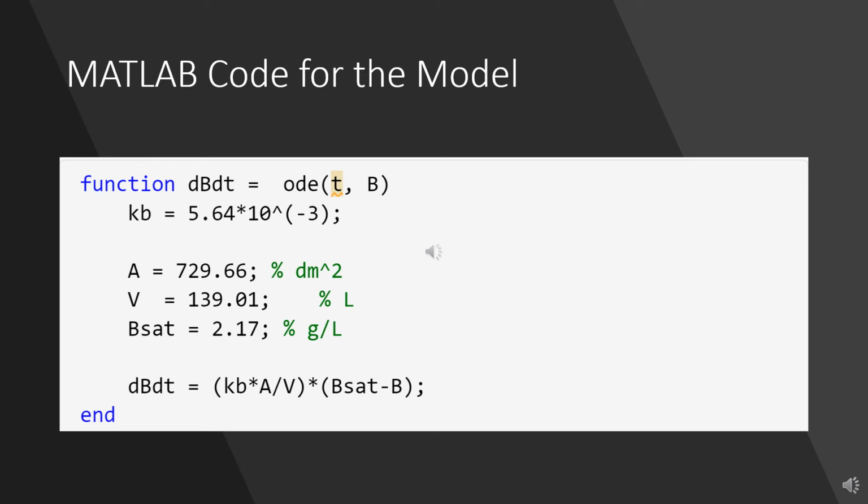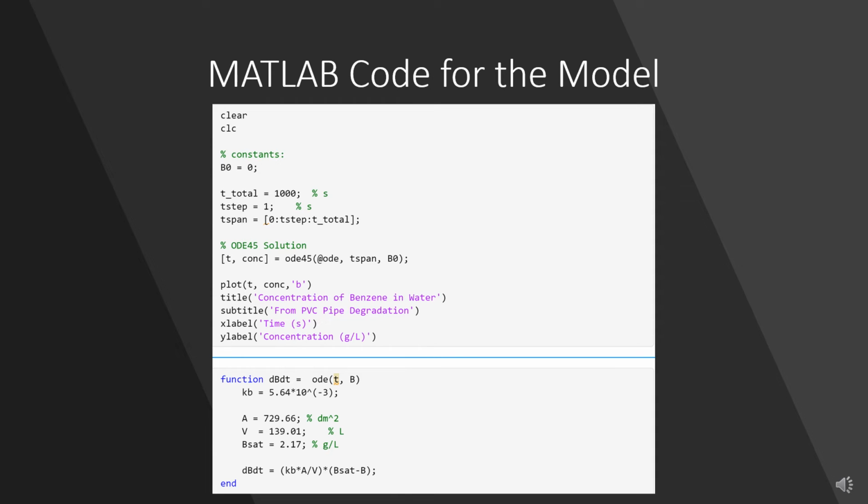As previously stated, our differential equation, dB dt, will then be equal to the quantity of Kb times A divided by V, multiplied by the quantity of Bsat minus B. Please note that with any function definition, you must have it both at the end of your code itself, as well as capped off by typing in the word end. This will seal the function and let MATLAB know that anything contained within the limits of function and end are intended to be part of the function.